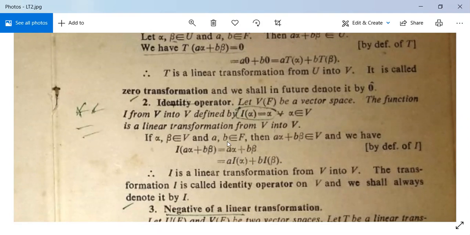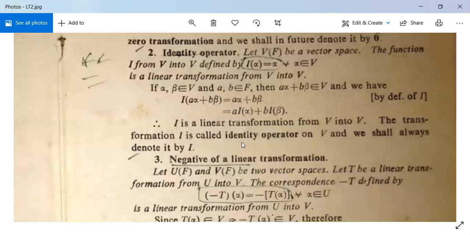If alpha, beta belong to V and a, b belong to F, then a alpha plus b beta will be in V because V is a vector space. And I of a alpha plus b beta will be a alpha plus b beta as per the definition I alpha is equal to alpha. So it can be written as a into I alpha plus b into I beta. It means this I is a linear transformation from V into V. Since both vector spaces are the same, it is a linear operator. The transformation I is called the identity operator on V and we shall denote it by capital I.